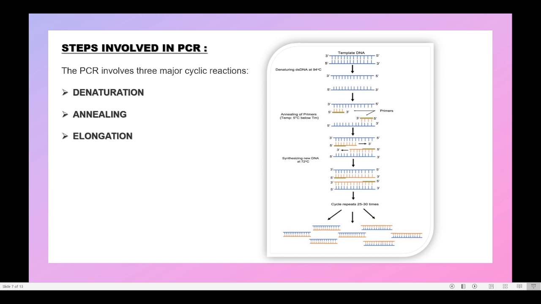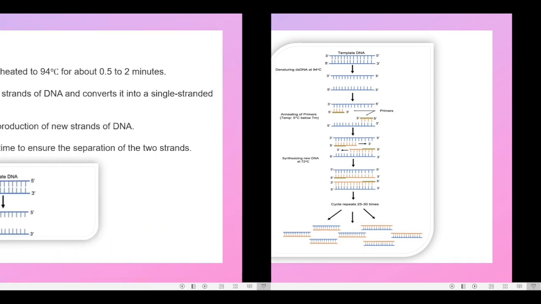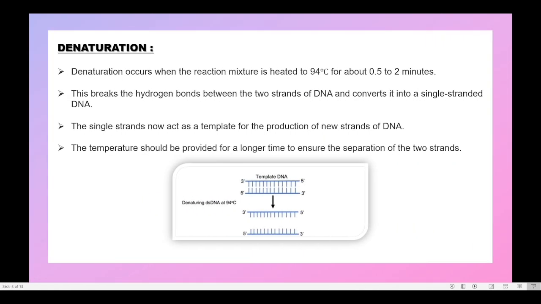Steps involved in PCR. PCR involves three major cyclic reactions: denaturation, annealing, and elongation. Denaturation. Denaturation occurs when the reaction mixture is heated to 94 degrees Celsius for about 0.5 to 2 minutes. This breaks the hydrogen bonds between the two strands of DNA and converts it into single-strand DNA. The single-strand DNA now acts as a template for the production of a new strand of DNA. The temperature should be provided for a longer time to ensure the separation of the two strands.